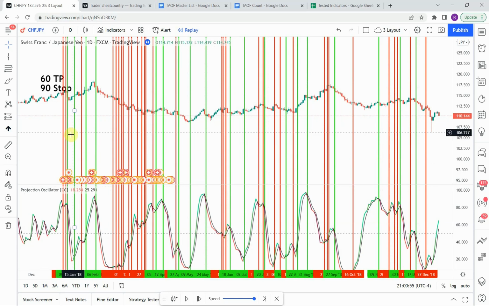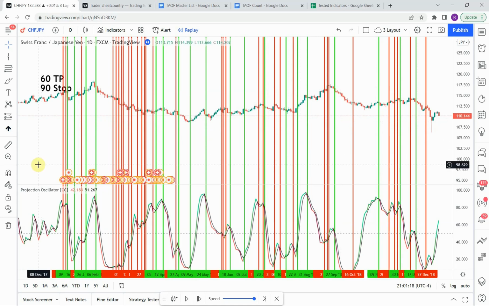And we have 1, 2, 3, 4, 5, 6, 7, 8, 9, 10, 11, 12, 13, 14, 15, 16, 17, 18, and 19. 19 winning trades, so that is not going to meet the 60% criteria that we are looking for.